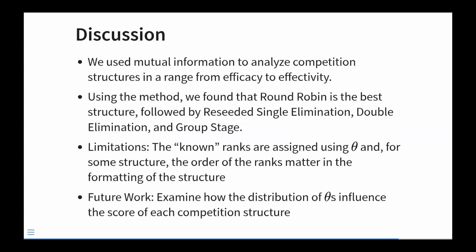So an overall summary is we use mutual information to analyze competition structures, and we want to find that from the range of efficacy to effectivity. And using this method, we didn't see anything out of the ordinary. We got the results we want, but we were able to get a value that can quantify the differences between these tournaments. So some limitations are we assume unknown ranks and we assign strengths.